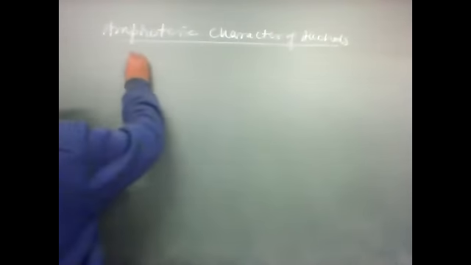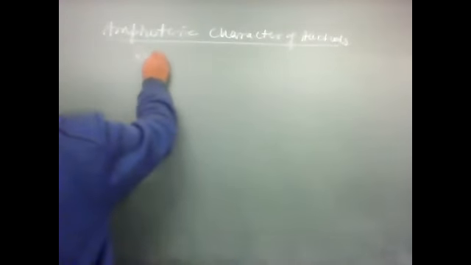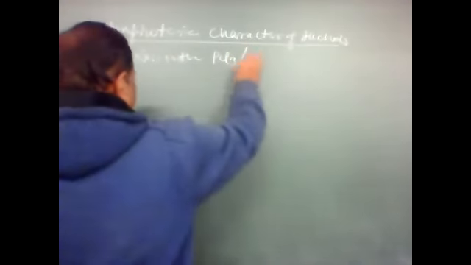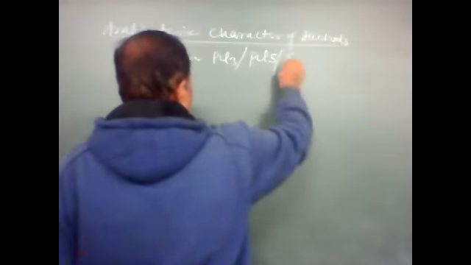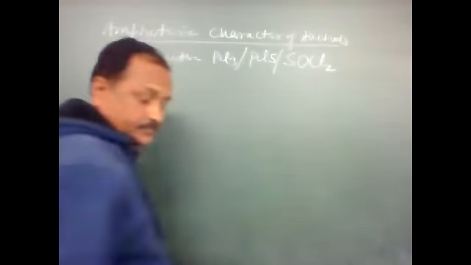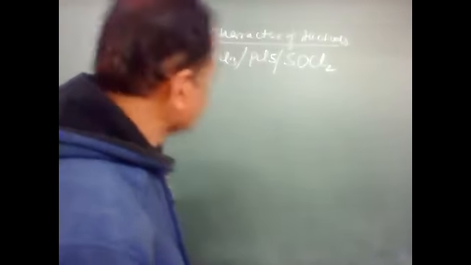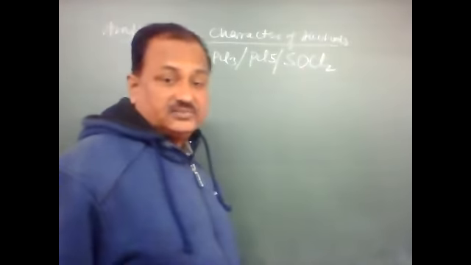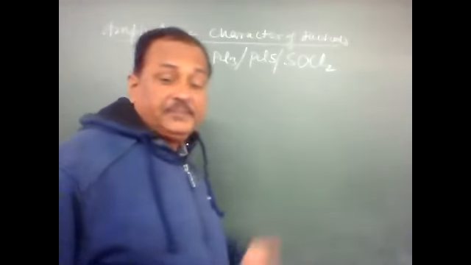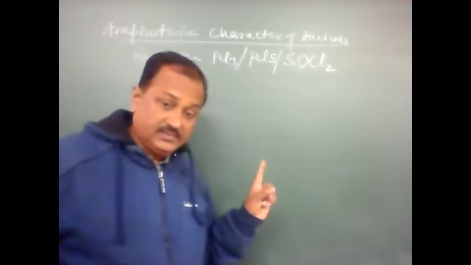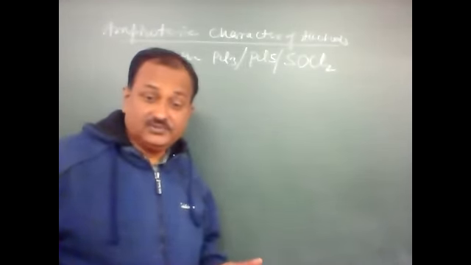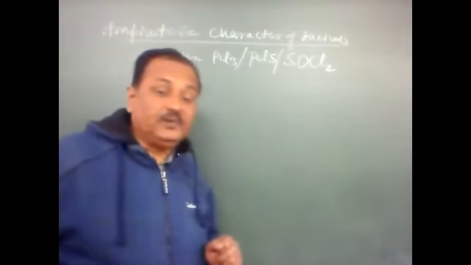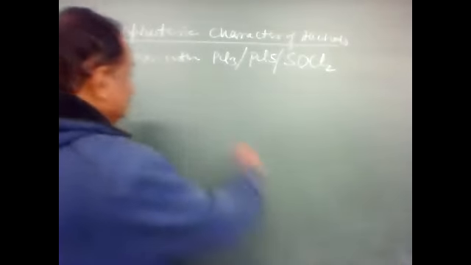So reaction with PCl3, PCl5, SOCl2. This is phosphorus trichloride. This is phosphorus pentachloride. This is thionyl chloride. Actually, it is a chemical property of alcohols, but it is the formation of haloalkanes. So I am also trying to let you know about the formation of haloalkanes.